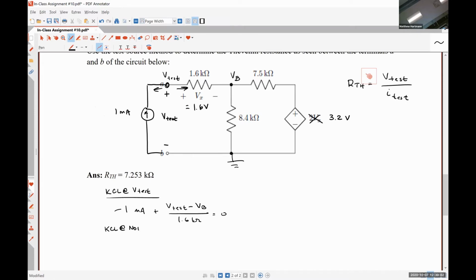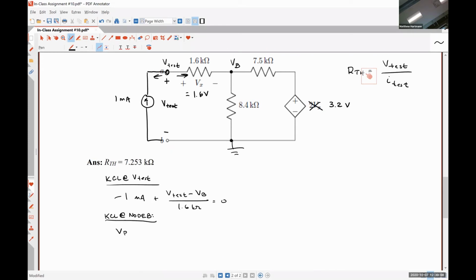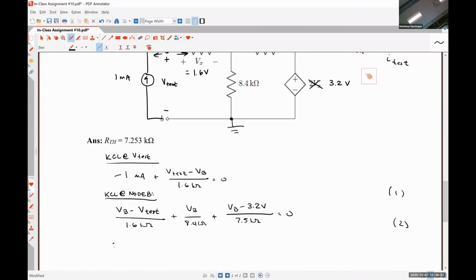KCL at node B would give us VB minus V test divided by 1.6 kilo ohms plus VB over 8.4 kilo ohms plus VB minus 3.2 volts divided by 7.5 kilo ohms is equal to 0. So we've got 2 equations, 2 unknowns. So let's solve for V test and VB.